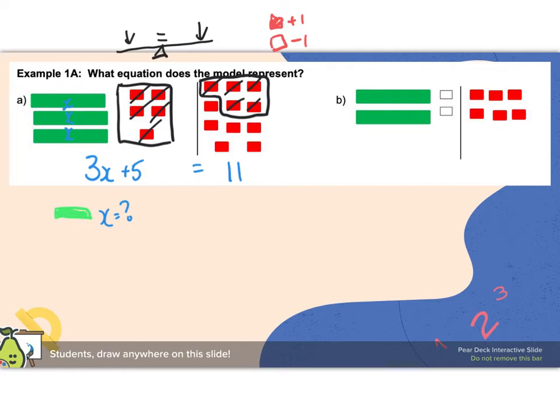If I want to find out how much a single green tile is, like we did when we started multiplying and dividing, we're going to have to split this into 3 groups. So if I split them into 3 groups, I notice I have 1 group, 2 groups, 3 groups, each one having 2. So this must mean that a single green x is equal to 2 reds, which is 2 positive.